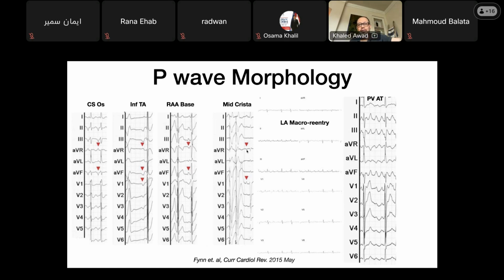Because we're moving away from AVR, essentially the crista is like the far right part of the heart at that point, we're going to become negative in AVR. That also applies to the right atrial appendage. But notice how sharp it is, with good P wave amplitude, that you get from the crista terminalis. And if it's coming from high up in the crista terminalis, it really looks just like sinus P waves. This can be very deceiving.